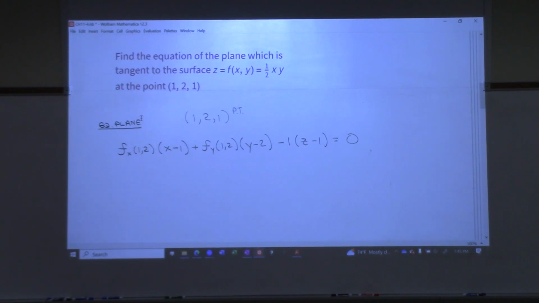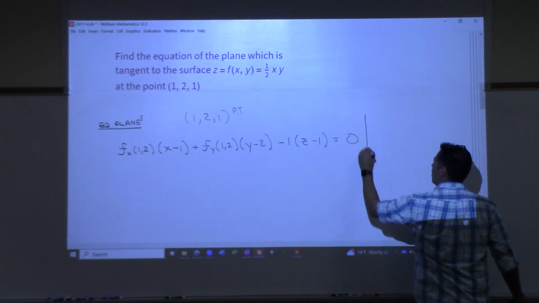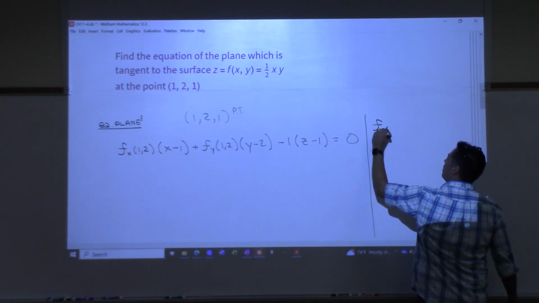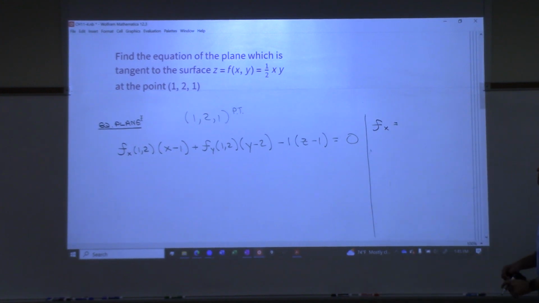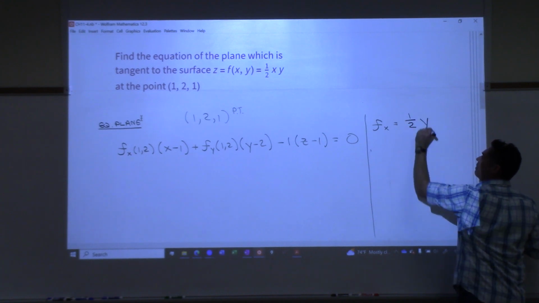All right, so we need some partials, don't we? Let's do some partials over here. What's the partial with respect to x? What is it? 1/2 y. Is that what you say? Yep. 1/2 y. Everyone got that?